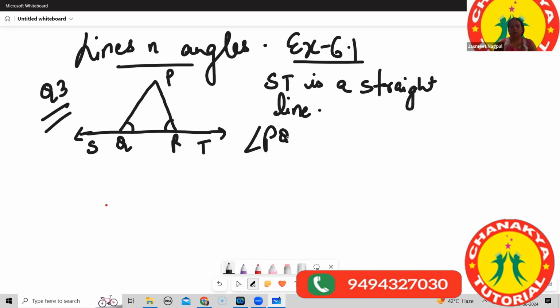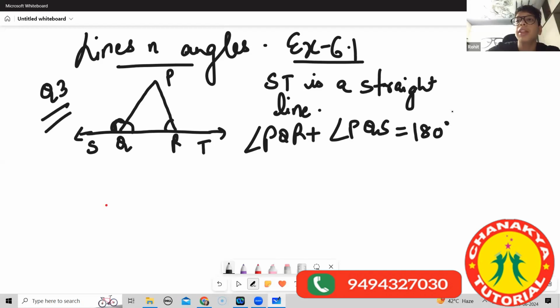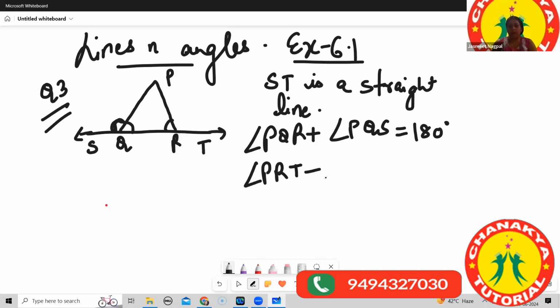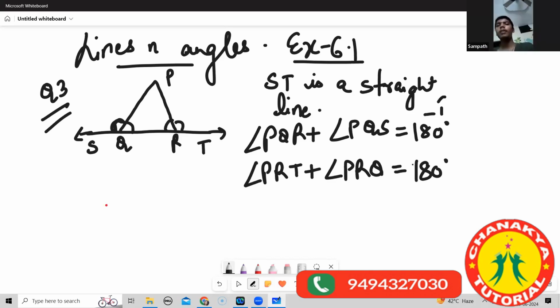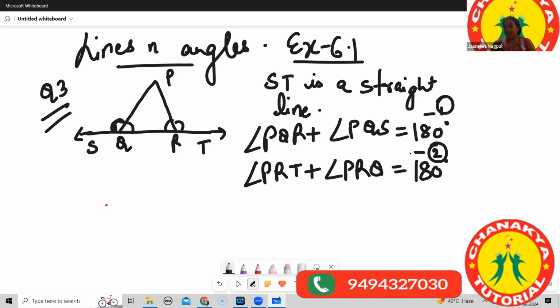So PQR plus PQS. Where is PQR and PQS? See, this is PQR, this is PQS. The sum of these two is 180 degrees because this is a straight line. Same as PRT plus PRQ. So the sum of these two is 180 degrees, right? This is the first equation. This is the second equation.